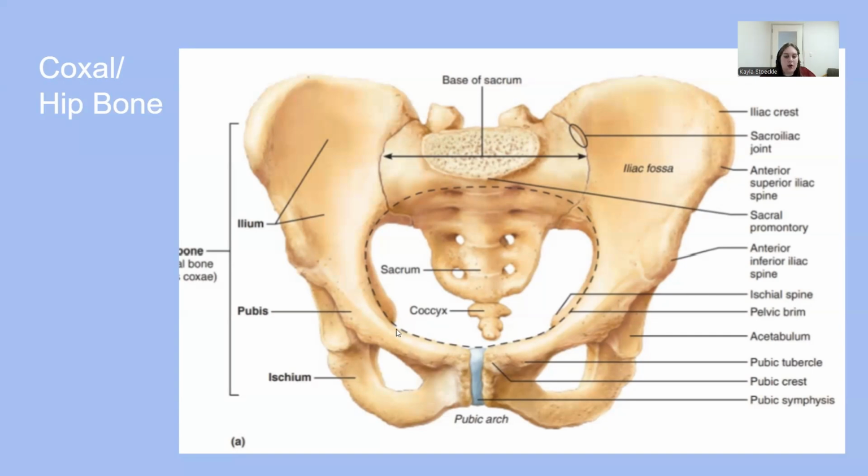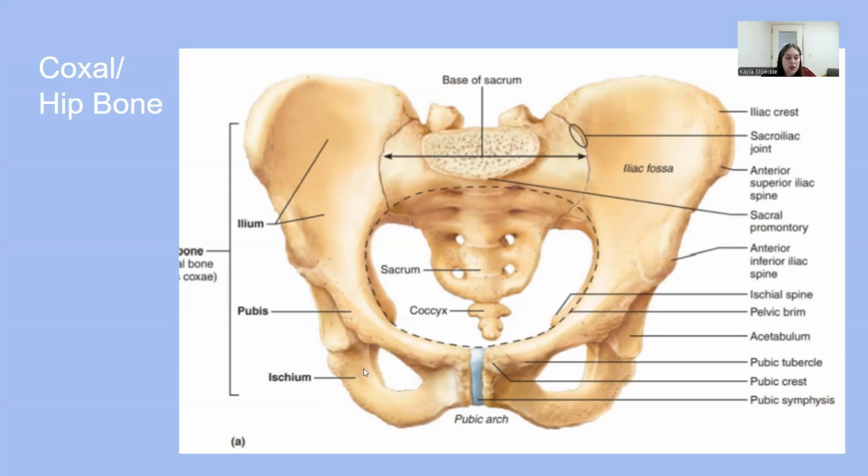Then we have your pubis, which you can see is around this, and the only feature you need to remember for the pubis is the pubic symphysis, which is the medial part of the pubis that is connected with cartilage. And then lastly, you have the ischium. And so I believe you can see all of them here. Okay, maybe you don't. I'll go to the next one.